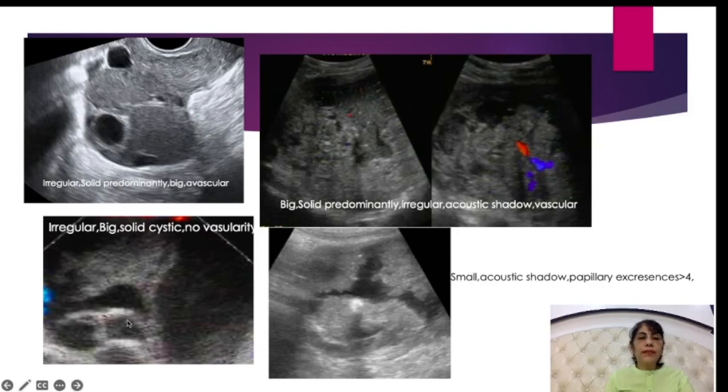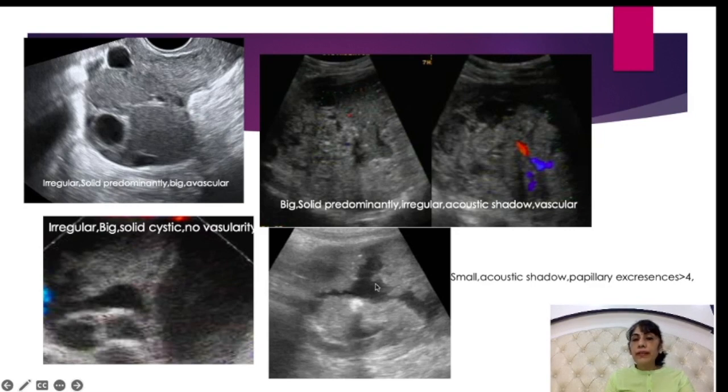There was no vascularity and it was very big, right? So we do have mixed features. No, what are the features of malignancy here? Irregular, big, solid components are there. The only feature was that there was no vascularity, and after the operation, on histopathology, this turned out to be a cystadenoma, right? So sometimes they can fool you.